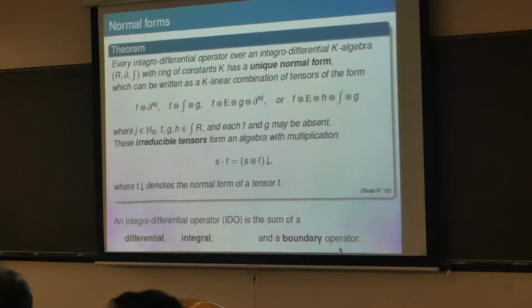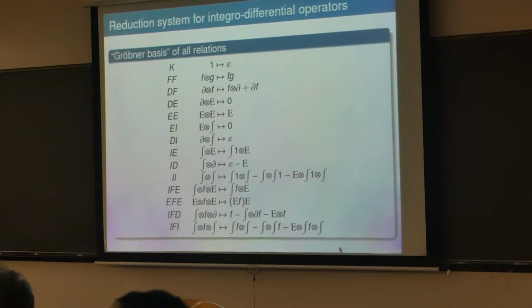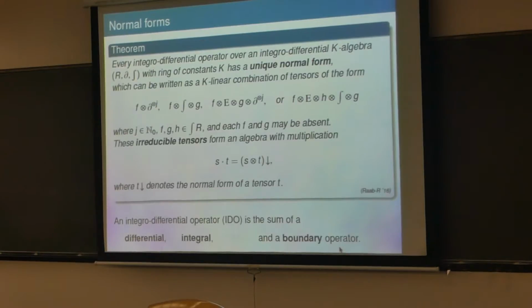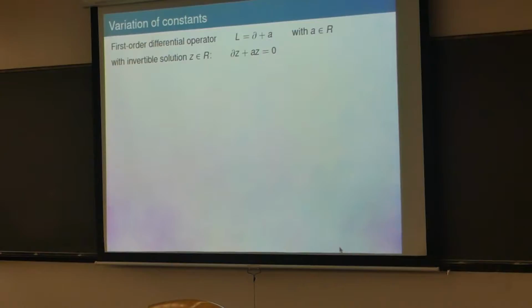One way to see it is that everything that can be proved in calculus using only equations should be possible to derive using this reduction system, because it includes all possible equational consequences of the identities that we had before. One such example is variation of constants: how to interpret and prove variation of constants just using the rules that we learned, computing in this generalized setting with differential operators.